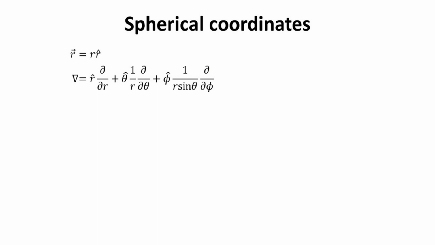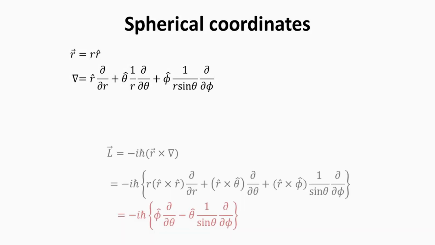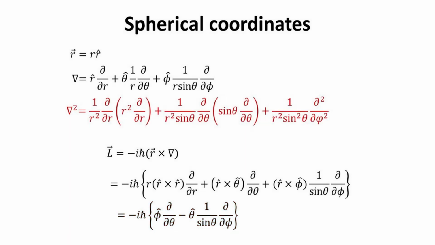However, since we are interested in problems with spherical symmetry, it will be convenient to use the spherical coordinates. The position and gradient vector in spherical coordinates are written as follows. In spherical coordinates, the angular momentum vector takes the form as shown, where theta and phi are the polar and azimuthal coordinates. I also remind you the form of the Laplacian in spherical coordinates, which will come in handy when we want to compute the L-square operator in the next slide.